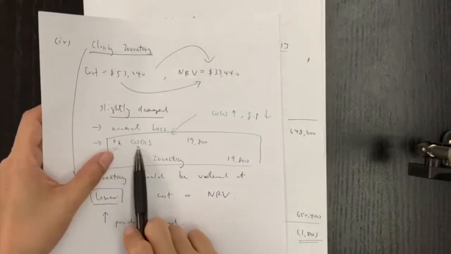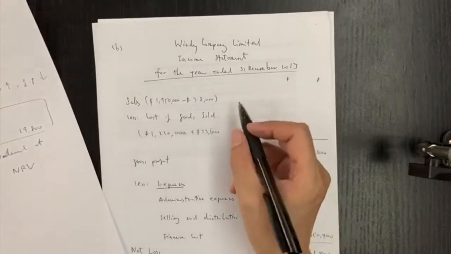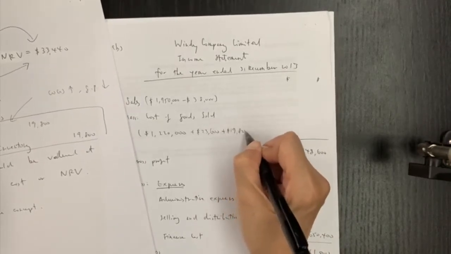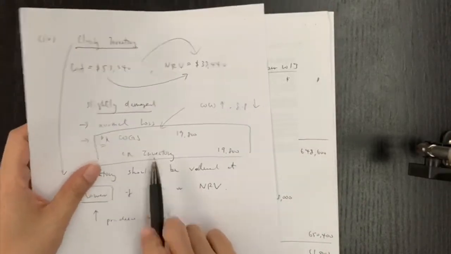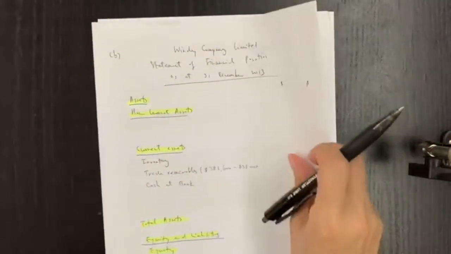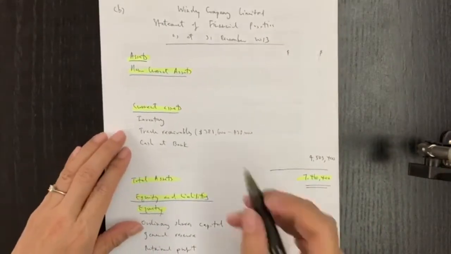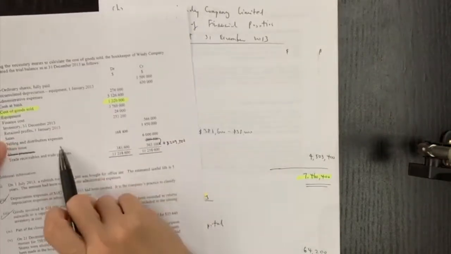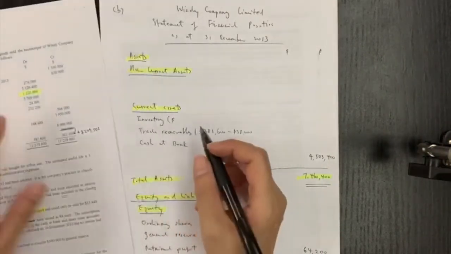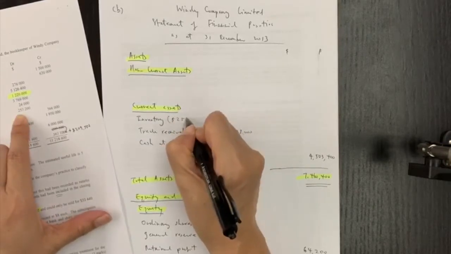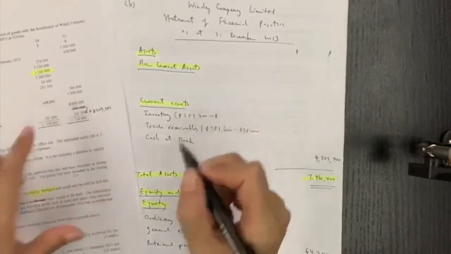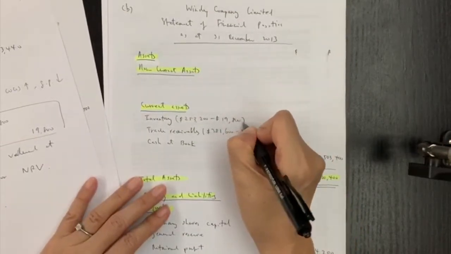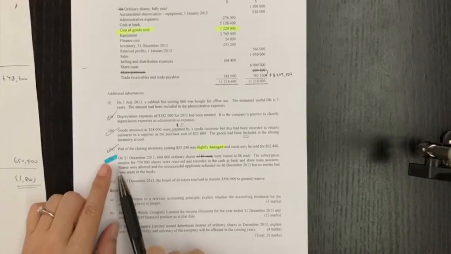Okay, so therefore debit cost of goods sold in order to adjust the inventory valuation, so plus 19,800. Okay, and then credit inventory. So I go to my statement of financial position here. Inventory, the original figure from the trial balance, so this is closing inventory, so I get 253,200 and minus the change, which is 19,800.